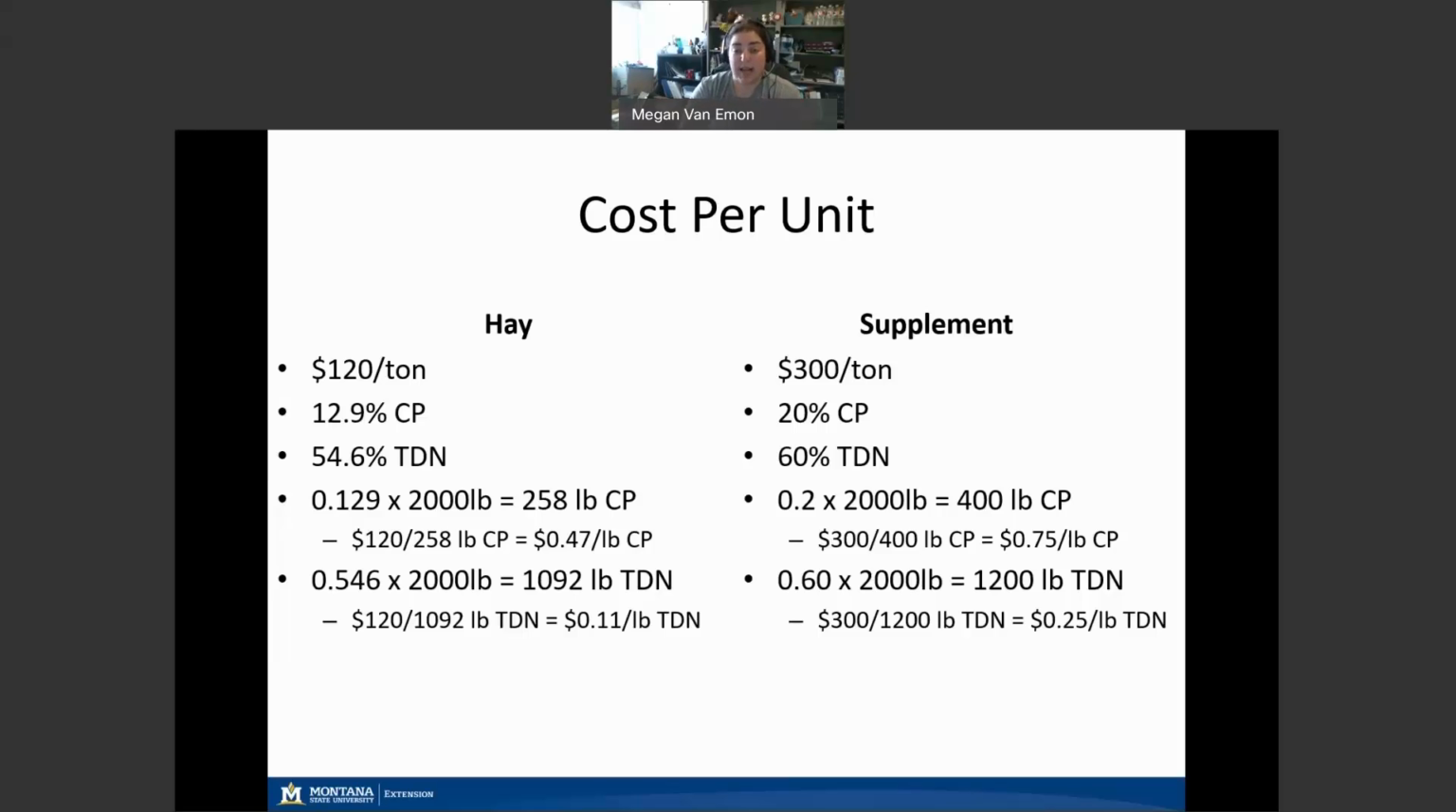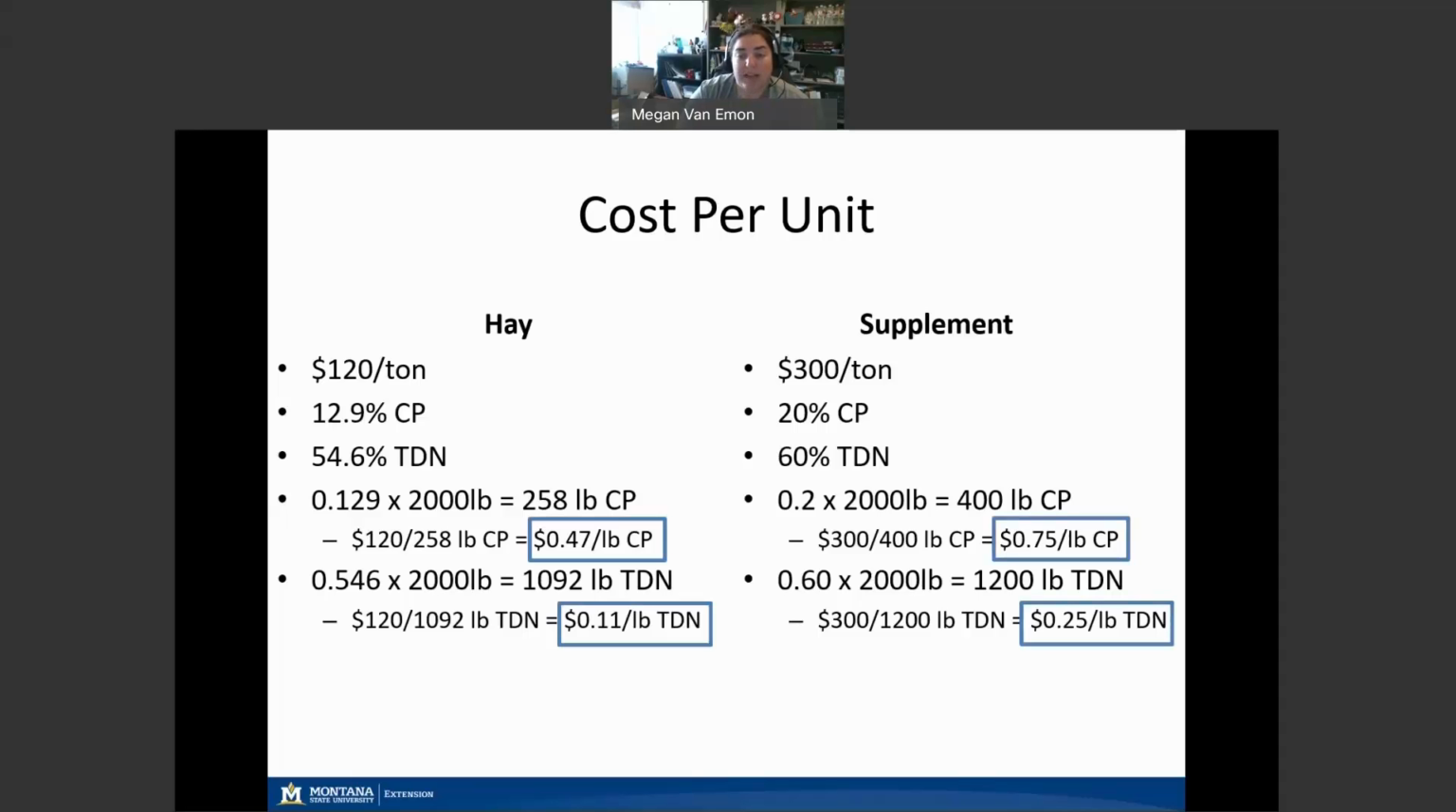So we're going to do the exact same thing with the supplement here. This one is a 20% protein, 60% TDN supplement, which gives us about 400 pounds of protein per ton. When we divide $300 by the 400 pounds of protein, we get 75 cents per pound of crude protein. And we do the same with the TDN, and we get 25 cents per pound of TDN.